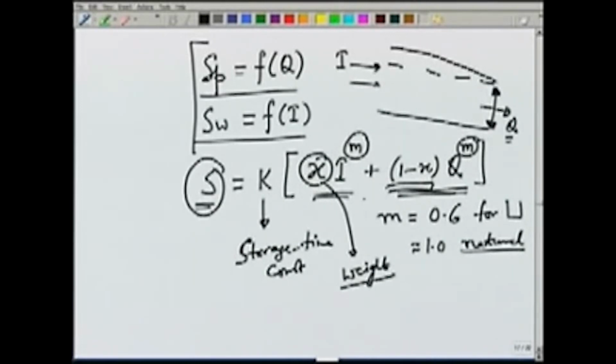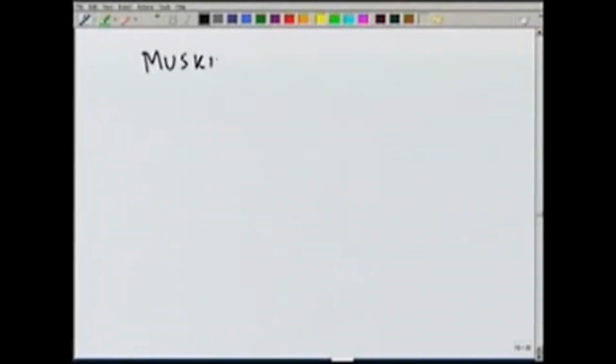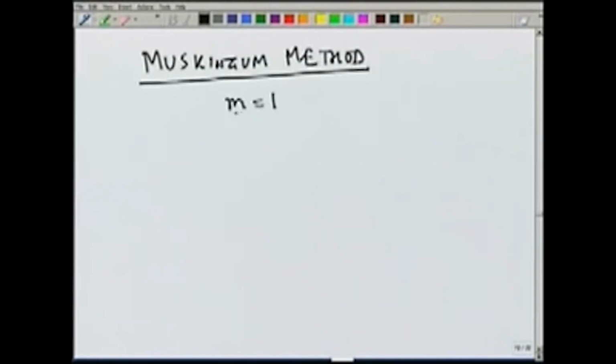So, using this equation, we can obtain various methods of routing the flood through the channel. So, knowing the inflow, we again want to compute the outflow Q for the channel, and one of the methods which is quite commonly used is known as the Muskingum method. In the Muskingum method, we take M equal to 1.